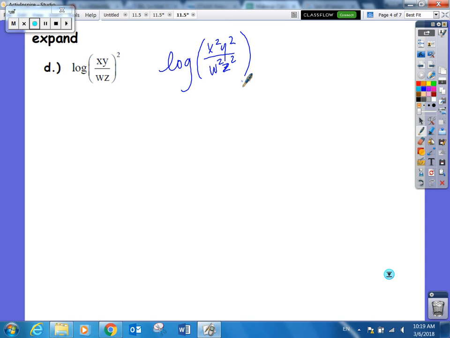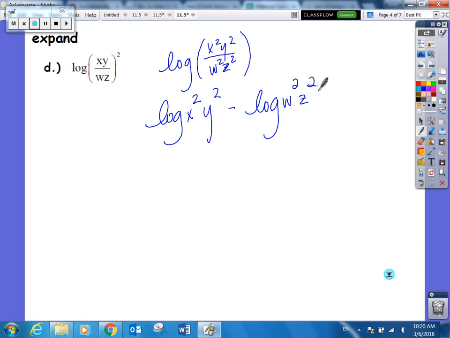And now I'm going to take care of that division. So I'm going to make this log of x squared, y squared, minus log of w squared, z squared. If you can do more than one or two things at a time, that's fine. I'm doing one or two things at a time so you can follow me if these are a little bit more difficult for you.